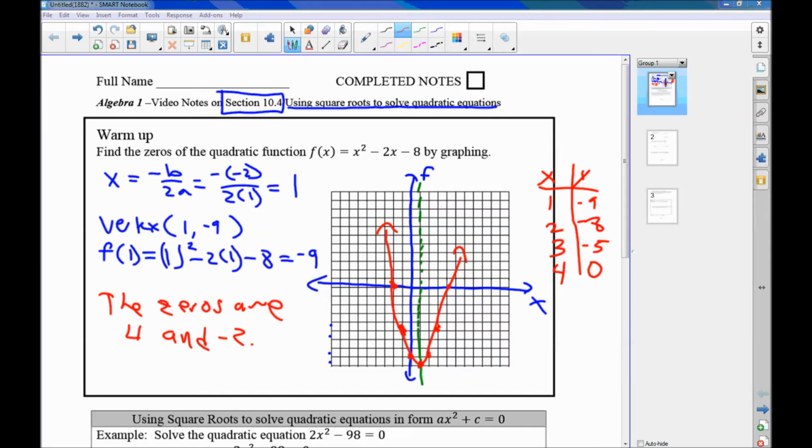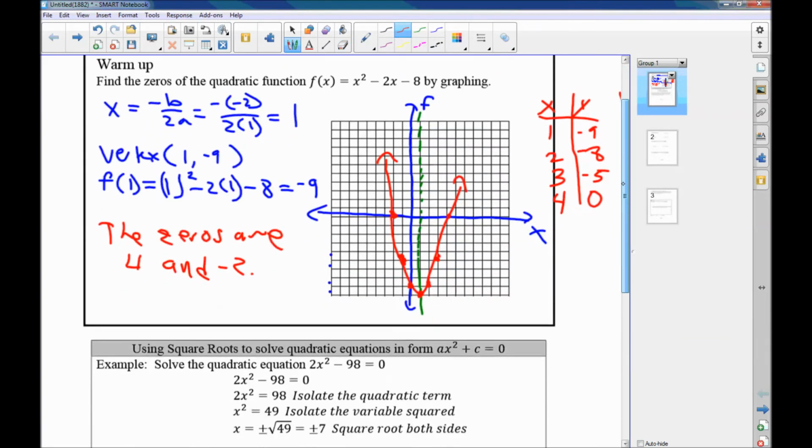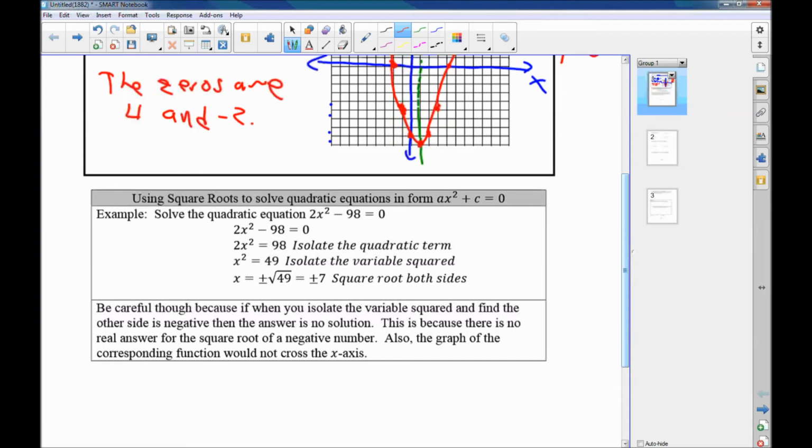All right, let's slide it down. So using square roots to solve quadratic equations in the form of ax squared plus c equals 0. So we solved quadratic equations that could be factored in chapter 9. And so far in this chapter, we've solved them by graphing like we did above, because remember the answers or solutions to that equation are the same as the zeros. And we hope that they worked out evenly, but they didn't always, so we have to have some other methods. So this is our first algebraic method to solve it besides factoring.